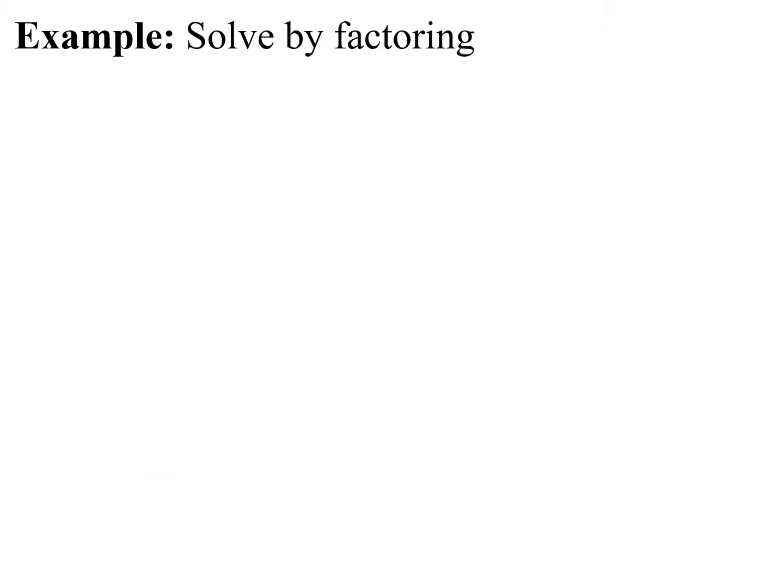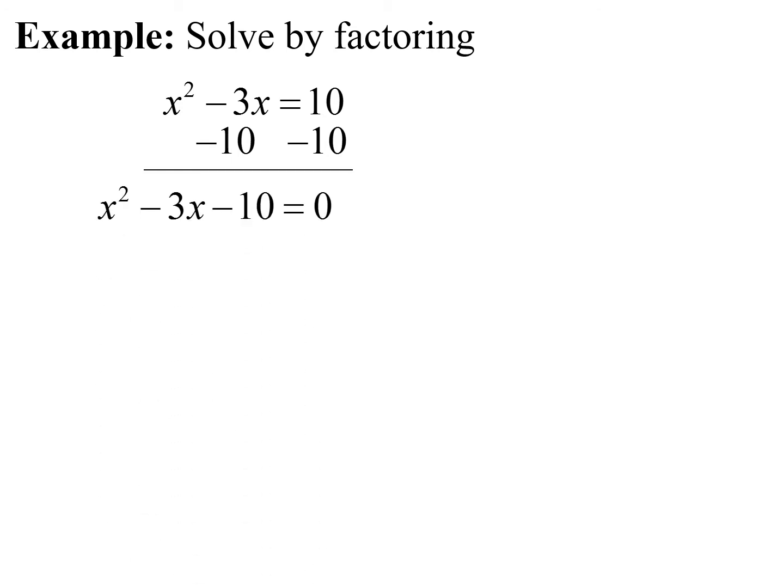Let's take a look at another example where we solve by factoring. We have x squared minus 3x equals 10. This is not in standard form. I want all the terms on the same side, and I want 0 on the right. So I need to move 10 to the other side by subtracting 10 from both sides. When I do that, I get x squared minus 3x minus 10 equals 0.